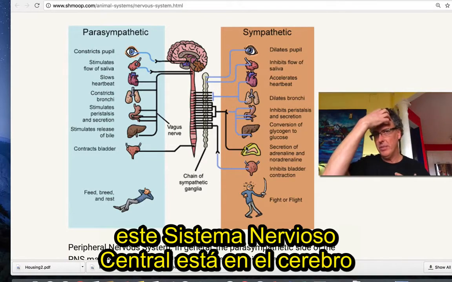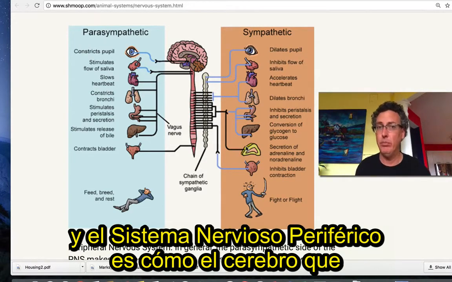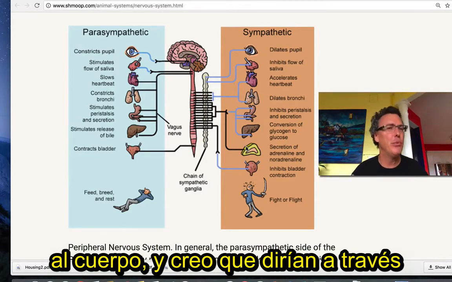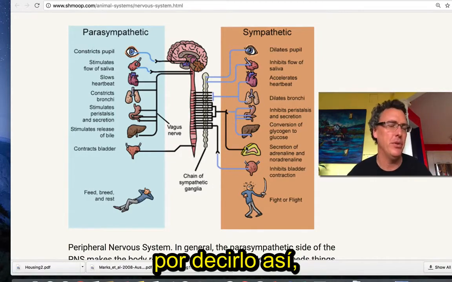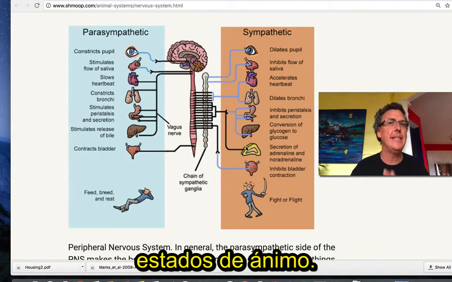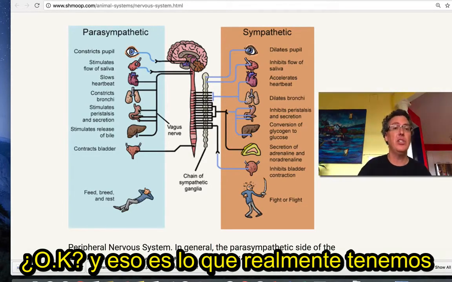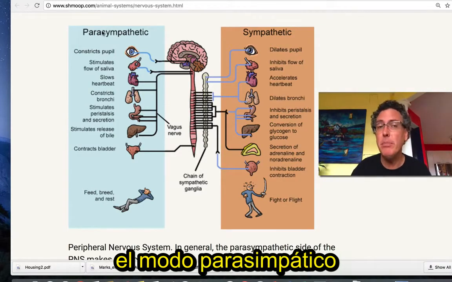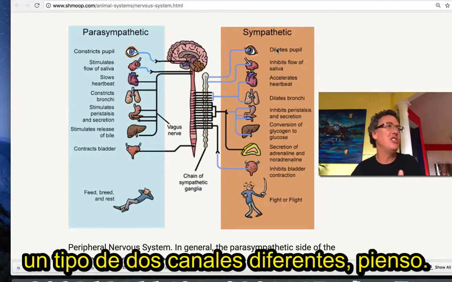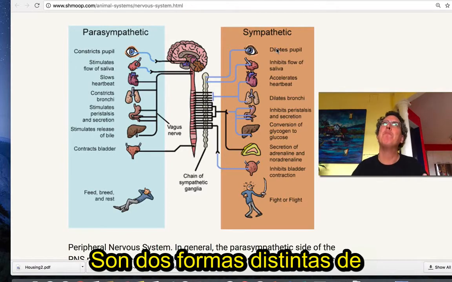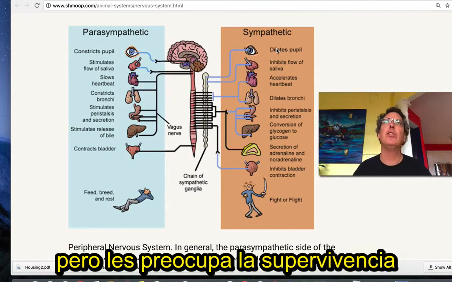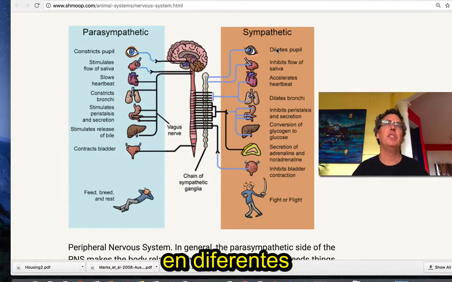So the central nervous system is in the brain. The peripheral nervous system is how the brain talks to the rest of the body. And it talks to the body, I guess you'd say, through hormones. But it doesn't really talk per se. What it does is switch the body between two different states of being. Okay, and that's what we actually have depicted here. Something called the parasympathetic mode and the sympathetic mode. You can think of these as sort of two different channels, I guess, or two different ways of being for our body. They're both concerned about survival, but they're concerned about survival at different time frames.